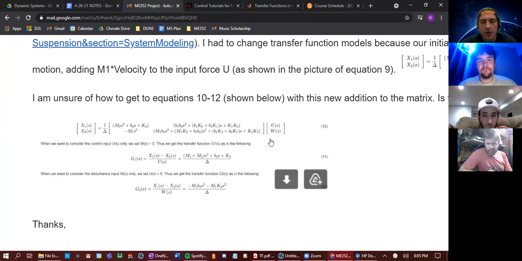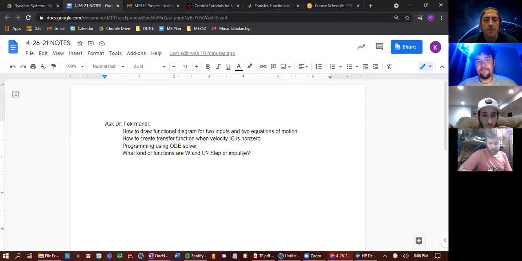as in the example, they have this matrix of the two different input functions, U and W. Well, there are some variables now with the addition of the non-zero initial condition that are independent of these inputs. So we're not really sure how to develop G1 and G2 based off of that. So we plan to talk to Dr. Tekmandi in the morning in his office hours. So that's one of the questions.